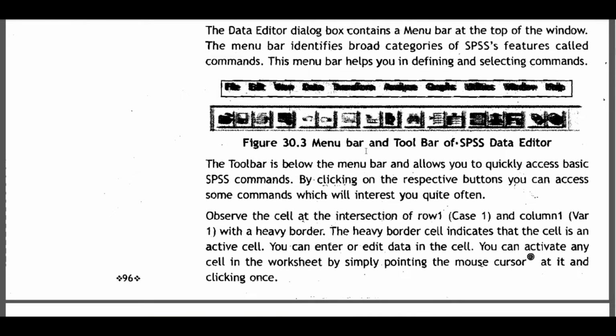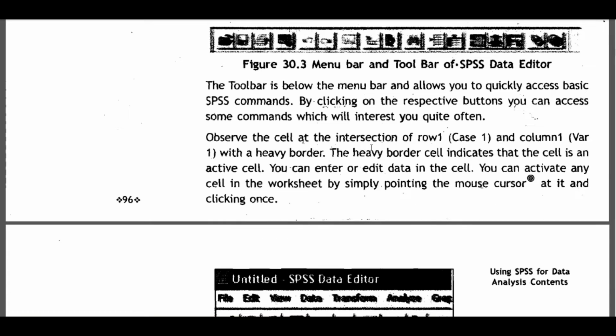Figure 30.3: menu bar and toolbar of the SPSS data editor. The toolbar is below the menu bar and allows you to quickly access the basic SPSS commands. By clicking on the respective button, you can access some commands which will interest you quite often. Observe the cell at the intersection of the row of each case and the column of the variable with the heavy border. The heavy border indicates that the cell is an active cell. You can enter or edit data in the cell. You can activate any cell in the worksheet by simply pointing the mouse cursor at it and clicking on it once.